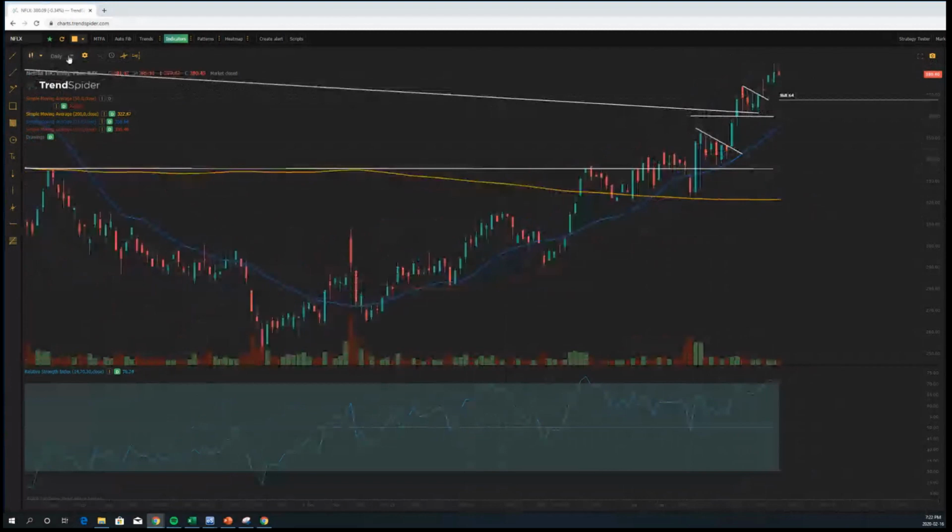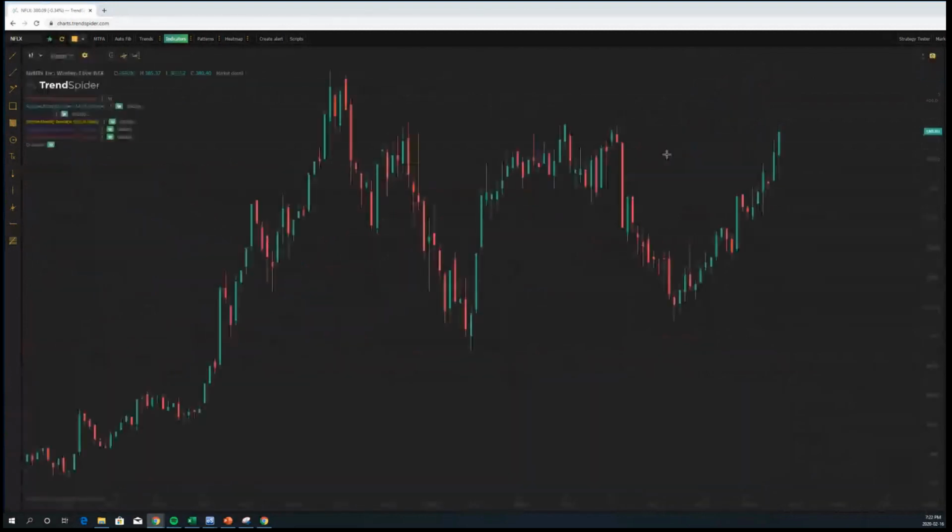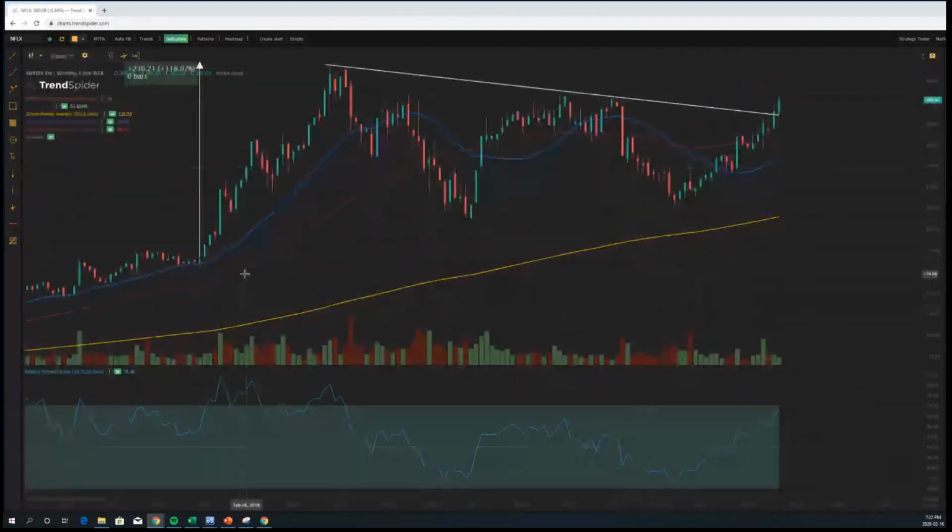And let's take a look at the weekly. We do have one question about why do you use the 21 versus the 20? I've always used the 21-day moving average, and the 20 and the 21-day, there's really not much difference between the two.